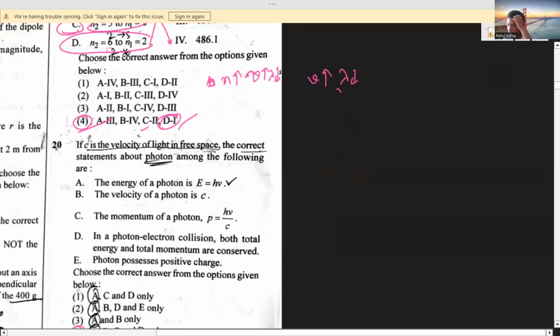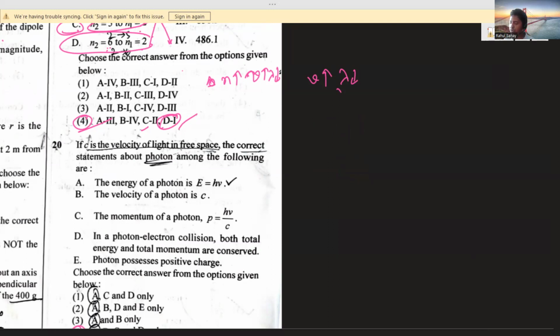Go to 20. That is related to the theory of dual nature. You have to read the statement carefully. The question is easy, but you have to read properly. So in option first, they have given energy of photon E is equal to h nu, that is correct. Speed of photon is again C, correct. Momentum of photon is P equals h nu by C, that is correct. H by lambda, right? That is basically h nu by C. The photon emission carries both energy and momentum, this is correct.